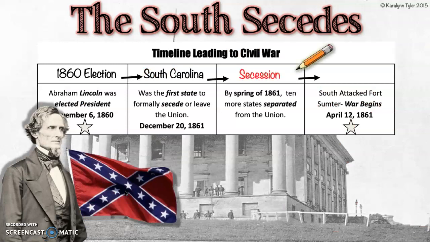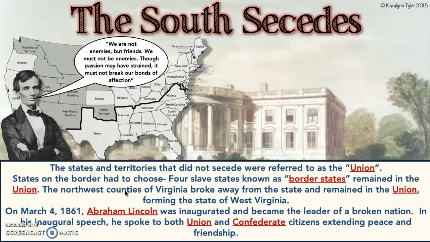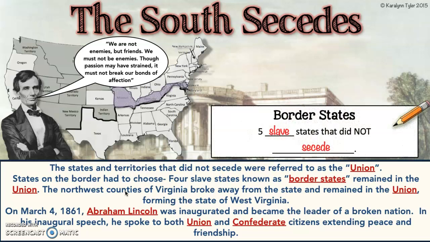By spring of 1861, 10 more states had separated from the Union. Secession is the act of seceding from an organization or group. The states and territories that did not secede were referred to as the Union. States on the border had to choose. 4 slave states, known as border states, remained in the Union.